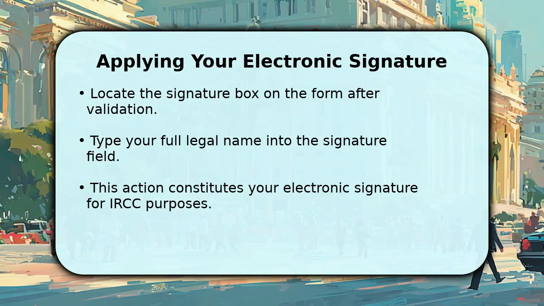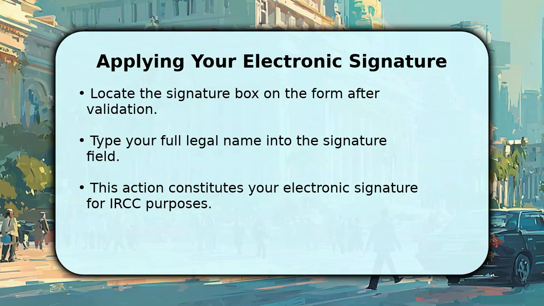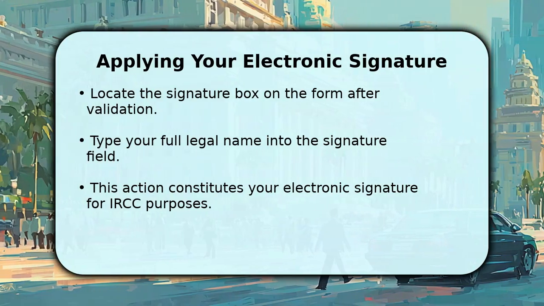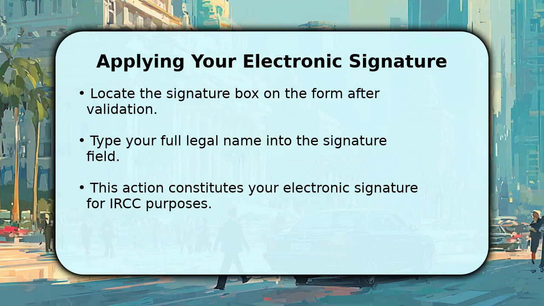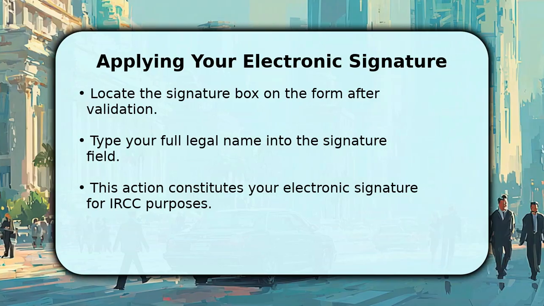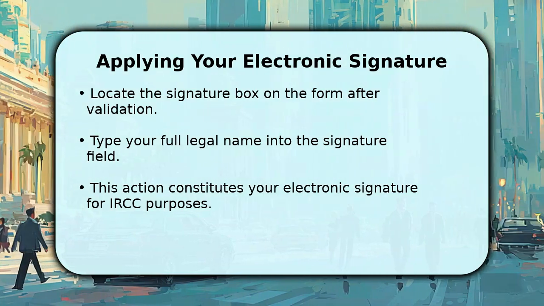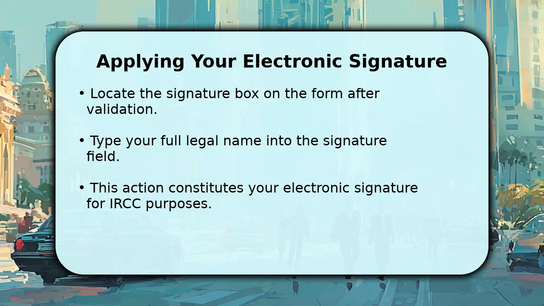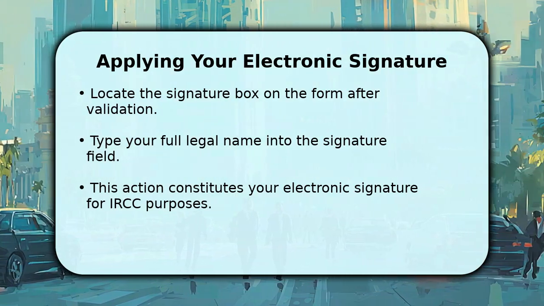After successful validation, navigate to the signature box on your form. This specific area is where you will electronically sign the document. Simply type your full legal name exactly as it appears on your official identification. Typing your name into this designated field serves as your official electronic signature for all IRCC purposes. No actual drawing or digital certificate is typically required.